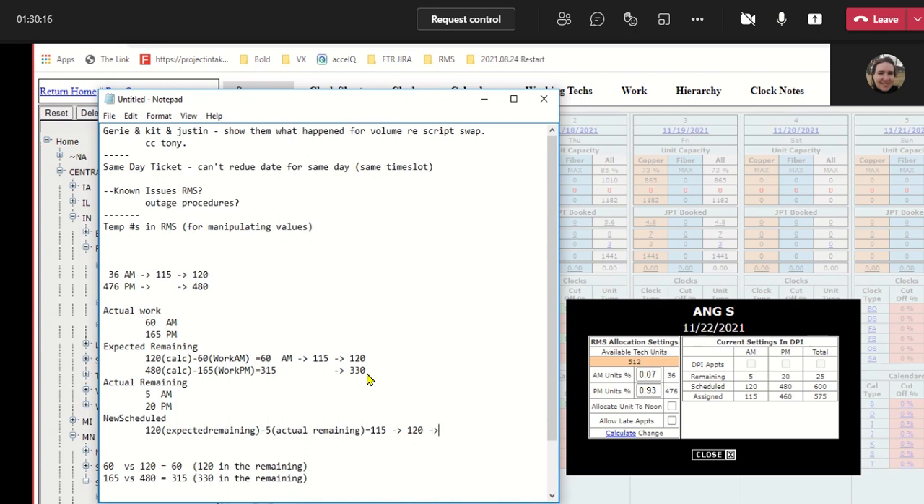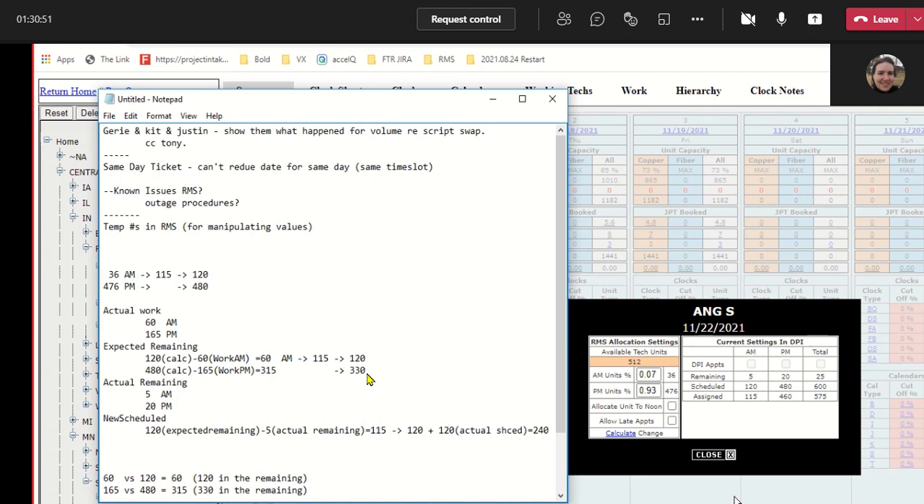So what do I want to say? 240 plus the... So that's where we calculate the new scheduled 120 plus actual scheduled of 120. I should do it just to keep my own little... I'm running out of room here. Equals 240. Make this window just bigger. There we go.